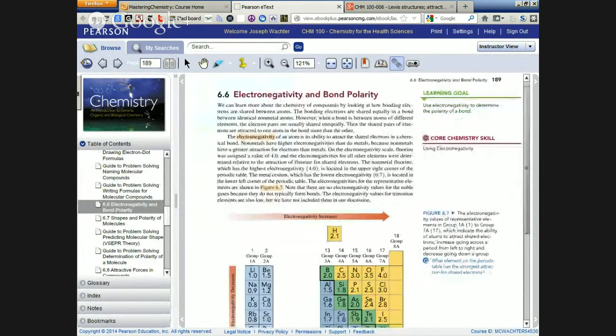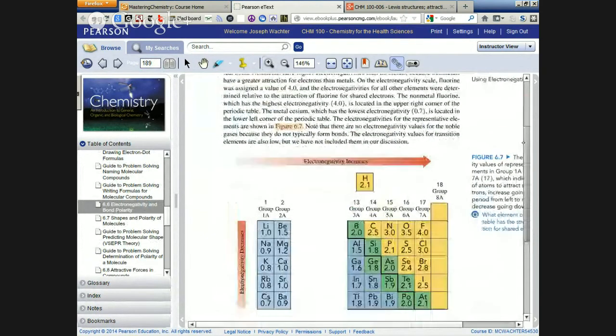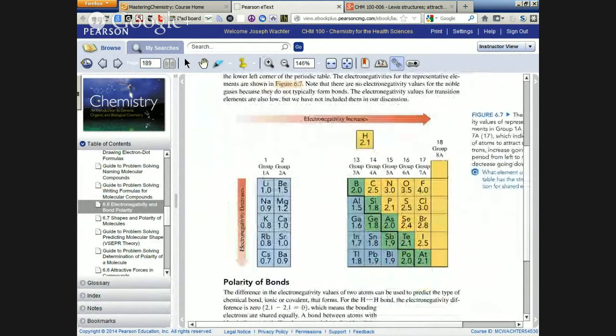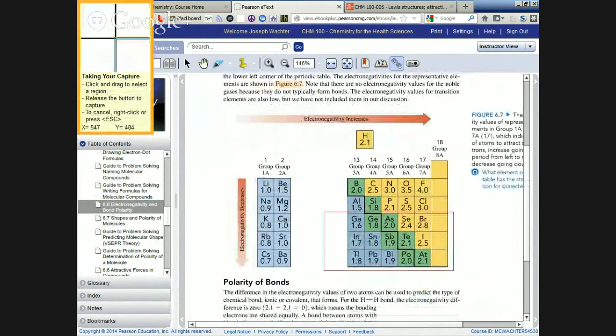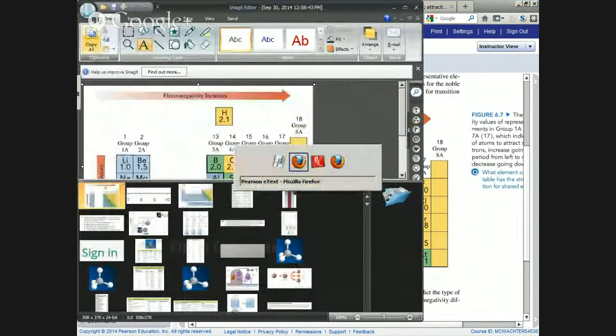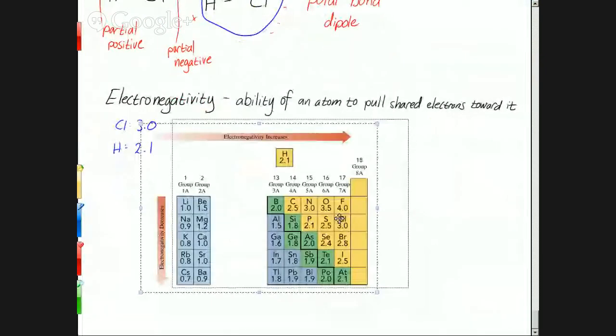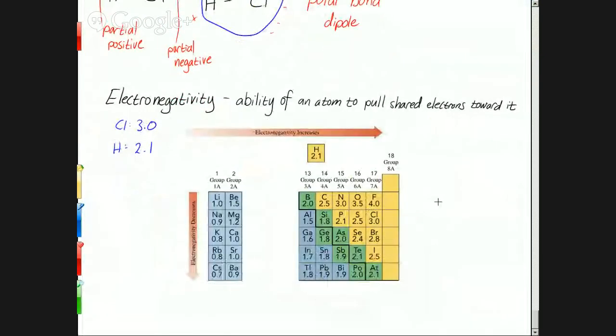189, if you have the newer version. Here's our little table, so I'll pull this up and put it in the notes for those of you who don't have it. Okay, so here's our electronegativity table.